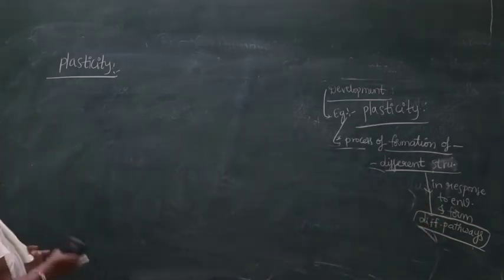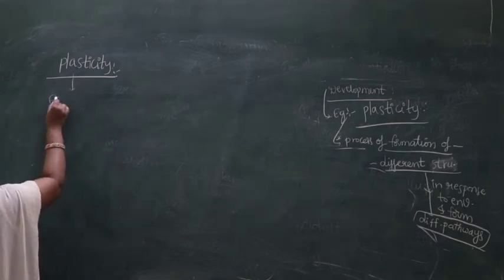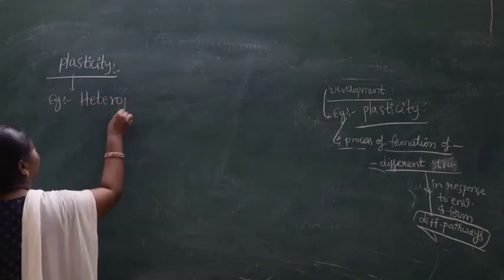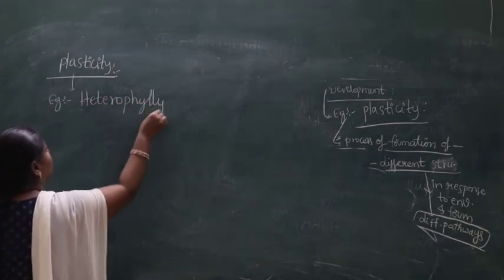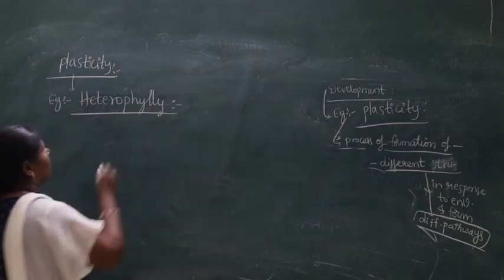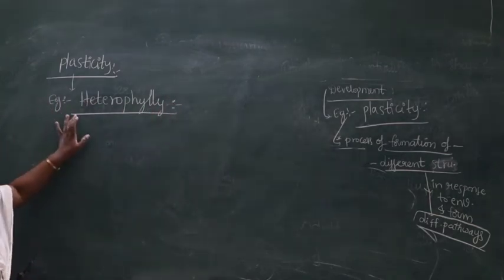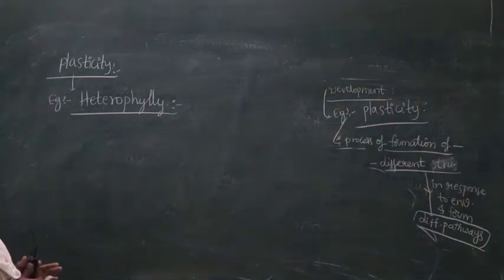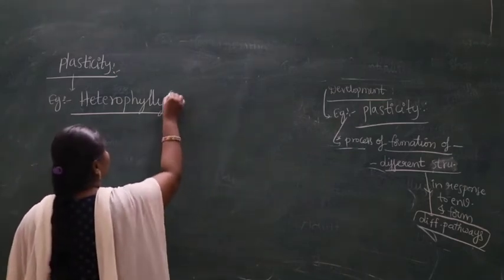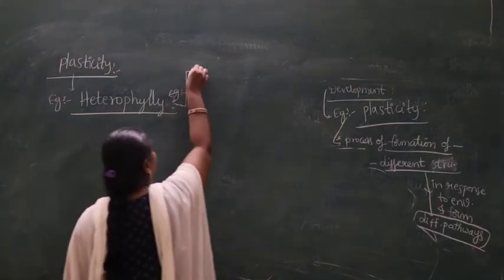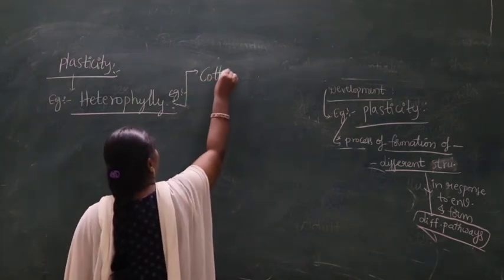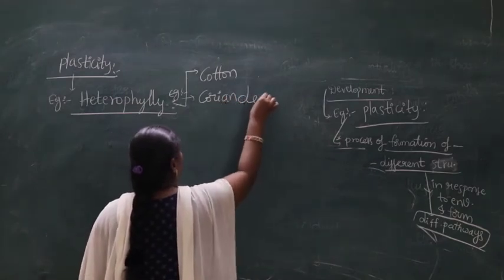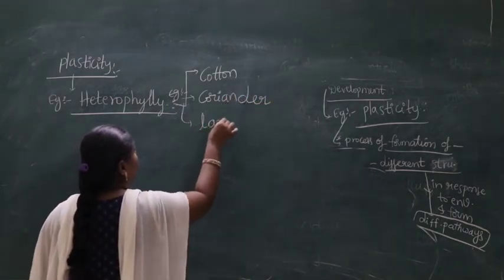So, for plasticity you can take one more example, which is heterophily. Okay. For plasticity, what is the example? Heterophily. What is heterophily? Let us take examples for heterophily. Here you can take cotton, coriander and larkspur.